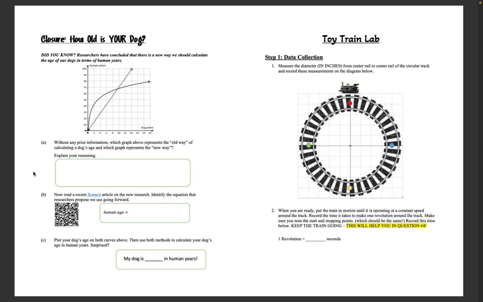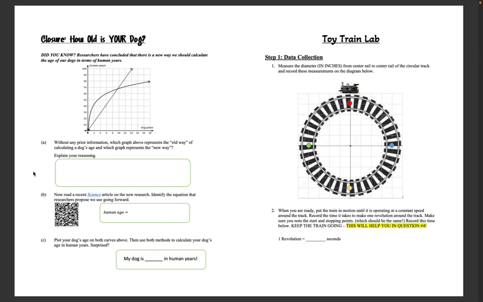And I do a nice little closure activity when we're talking about logarithms. This is something to get students thinking about which one of these graphs would have been the old way of doing it? Which way do you think is the new way? And then we read the article, right? They read the article, and in the article, they present a new equation for calculating dog years. And so the cool thing is we get to wrap up that lesson by doing that calculation.